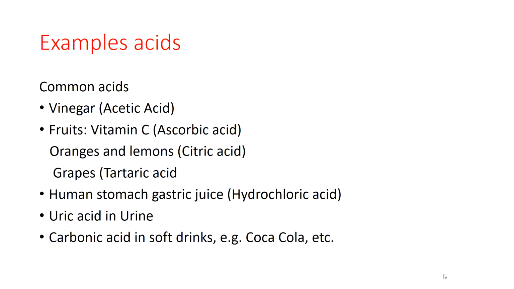In the human stomach, there are gastric juices. Those gastric juices are hydrochloric acid. And then in your urine, that's where you get your uric acid. And then the soft drinks that we drink, e.g. your Coca-Cola, your Fanta, your Sprite, etc., they contain carbonic acid.